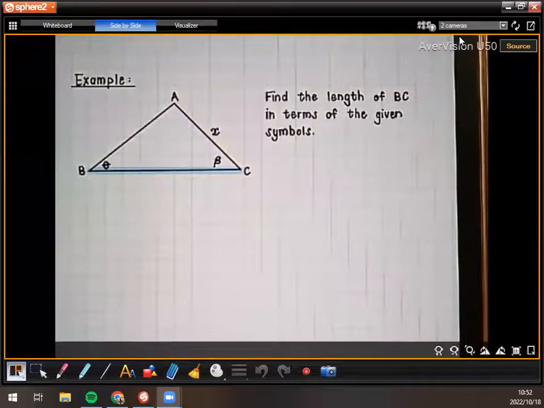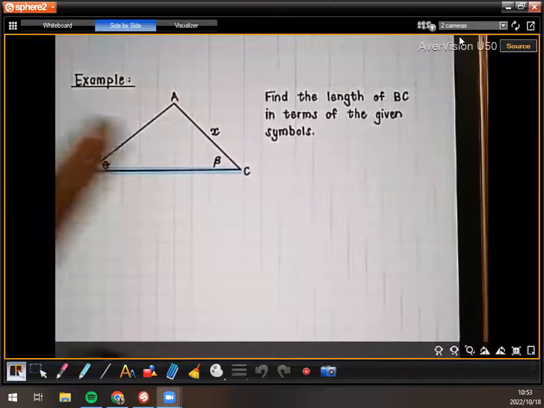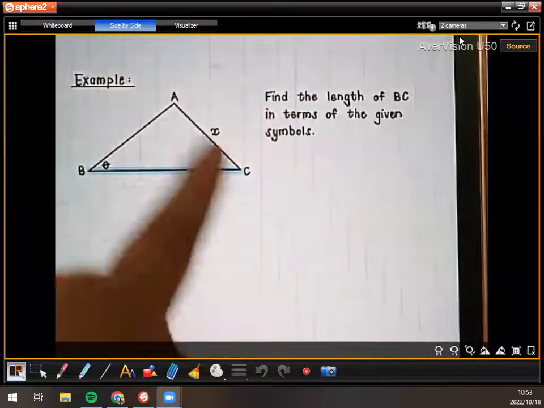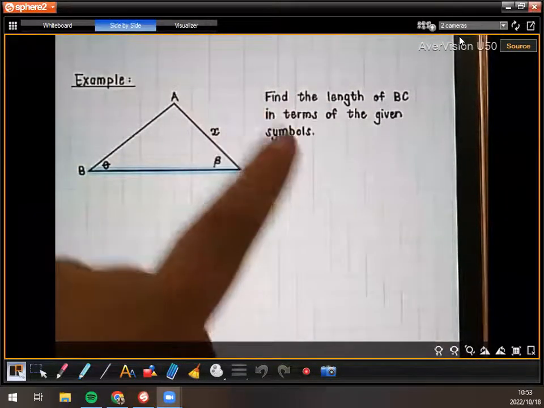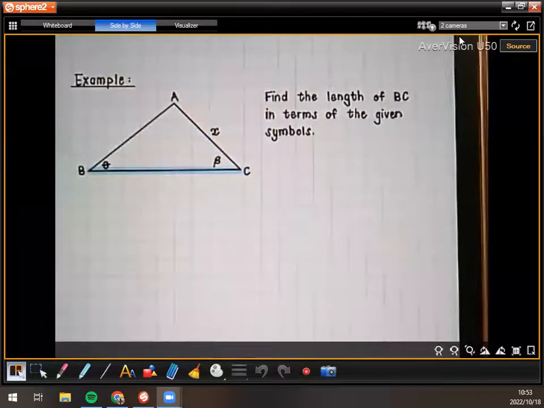So guys, if we take in terms of those symbols, that means that our answer has to have those symbols in it. Right, so we're going to have BC is equal to something with theta, beta, and x. Right, we're not solving for x, we're not solving for theta or beta. Nowhere here are they saying solve for any of those variables. We need to write BC equals, and then our answer has to have those symbols in it. So we're not going to get a number as an answer.